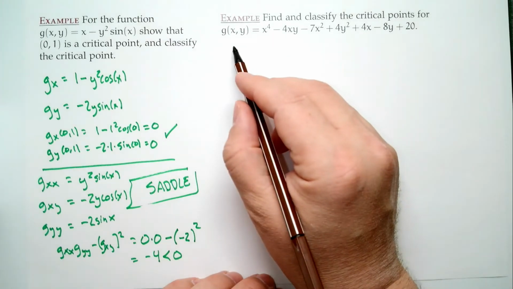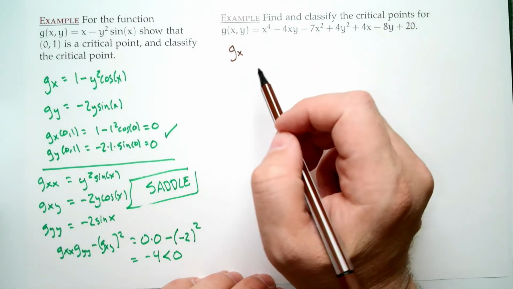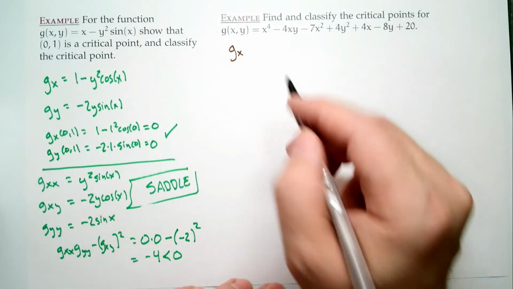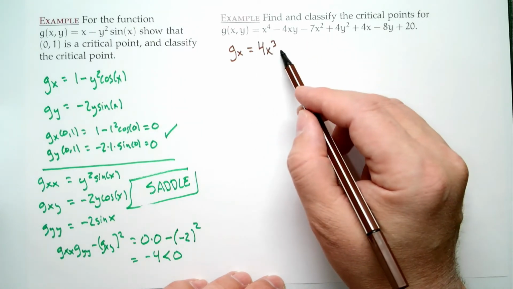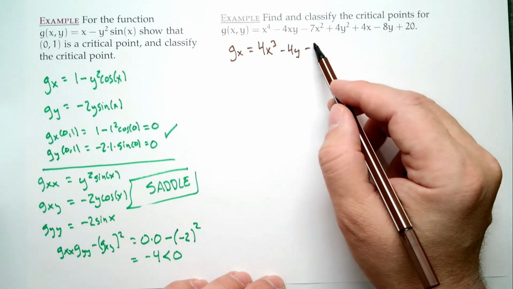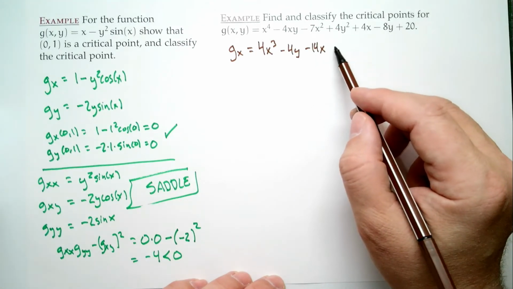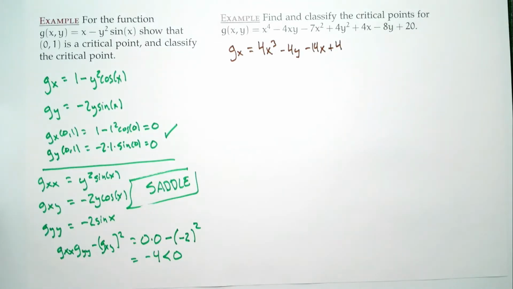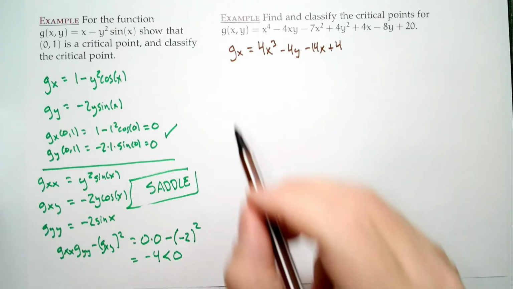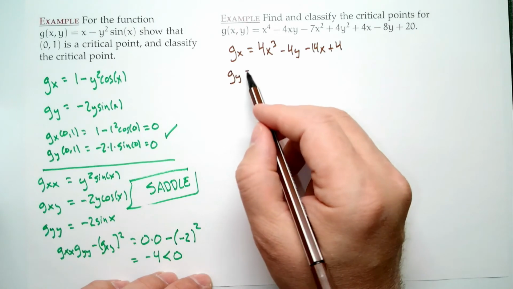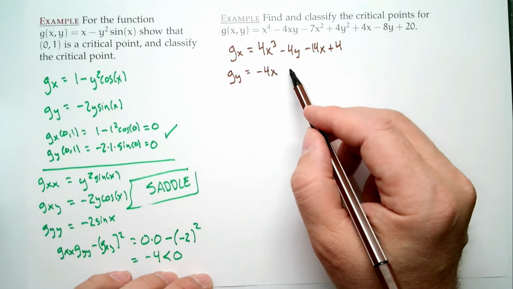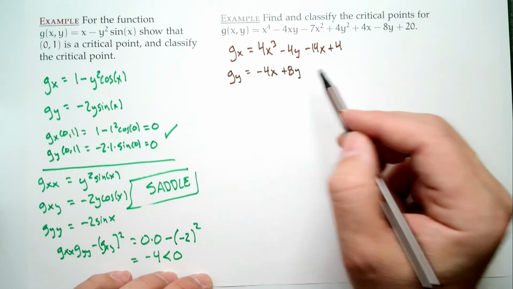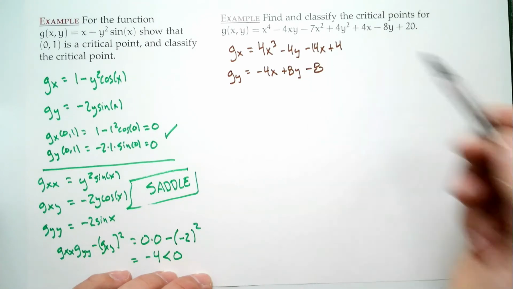All right, what is g sub x? So we always start with the find first. You can't classify anything until you've found them. So we find first. G sub x is 4x cubed minus 4y minus 14x plus 4. Now, already you should be feeling nervous because that looks harder than what we've done so far. Okay, but remember there's 2 derivatives. G sub y is negative 4x plus 8y minus 8. All right.